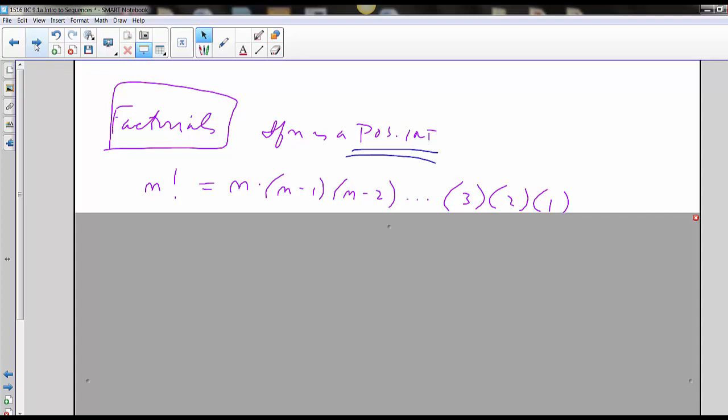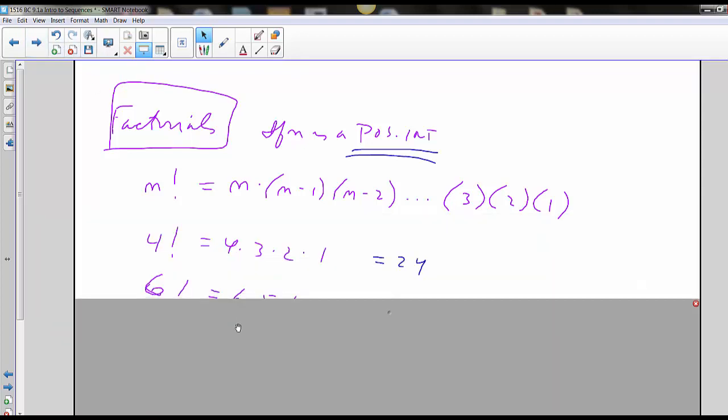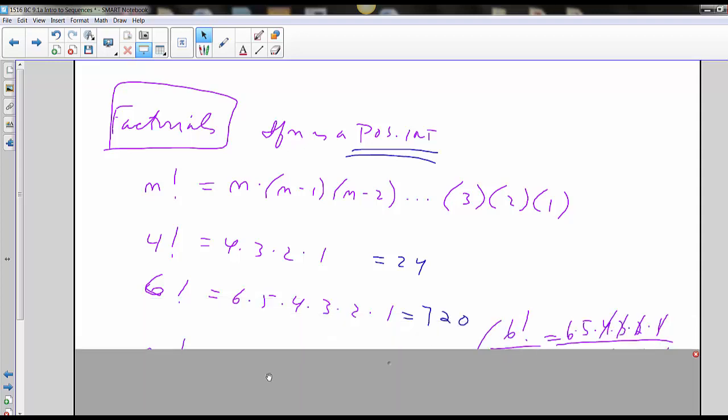Factorials are going to come up a lot in Chapter 9. n is a positive integer in our case, and n factorial is equal to the product n times n minus 1 times n minus 2, etc. You've seen factorials when you dealt with permutations and combinations. For example, 4 factorial is 4 times 3 times 2 times 1, which is 24. 6 factorial is 6 times 5 times 4 times 3 times 2 times 1, which is 720.